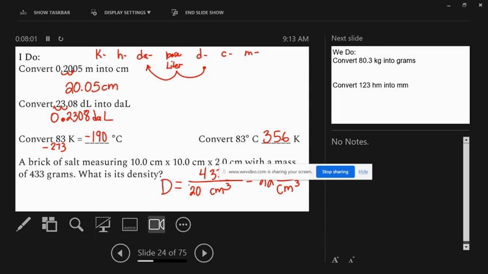So 433. Shouldn't it be 200? Yeah, shouldn't it be 200? Because 10 times 10 is 100 times 2 equals 200. Yeah, it should be 200. What am I doing? It would be 2.2. Ay, ay, ay.